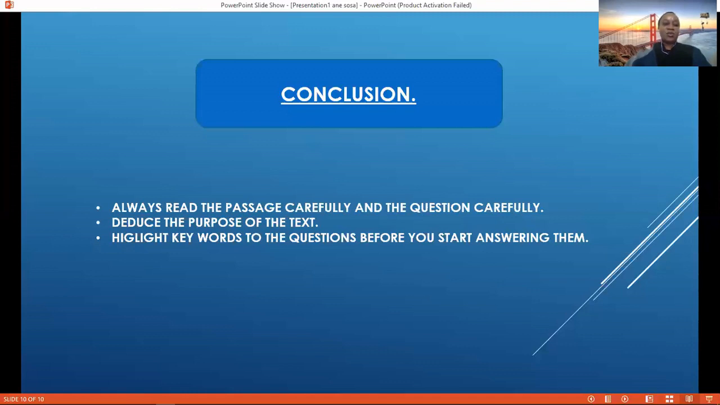Point 2, you need to be able to deduce the purpose of the text. It's all via reading and following all the techniques which we have highlighted. And when you answer your questions, highlight keywords or instruction words to the questions before you start answering them, so that you answer the questions directly, so you don't miss the point. Reading and viewing, very important.